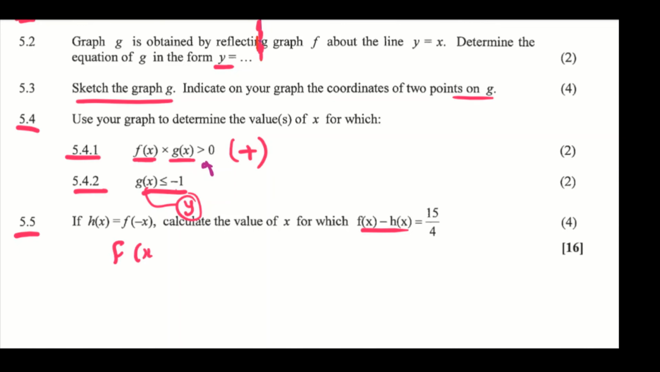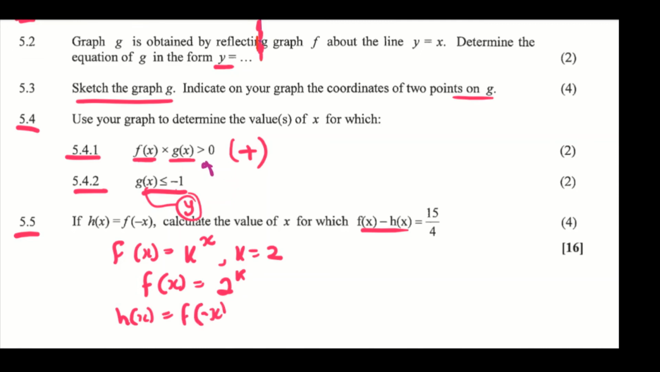So we know f of x is equal to k to the power of x, of which we found k to be equal to 2 in the previous questions. So f of x is equal to 2 to the power of x, right? So to find h of x, because it's equal to f of negative x, where we see x, we're going to put minus x. So it's going to be equal to 2 to the power of minus x. So this is the equation of h of x.